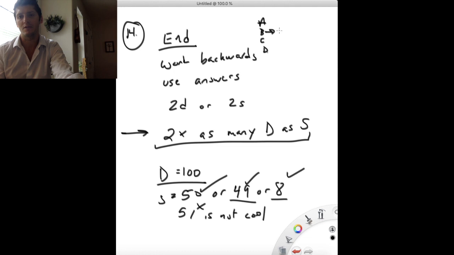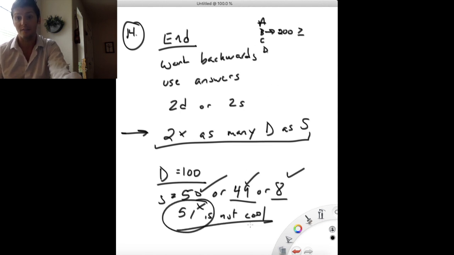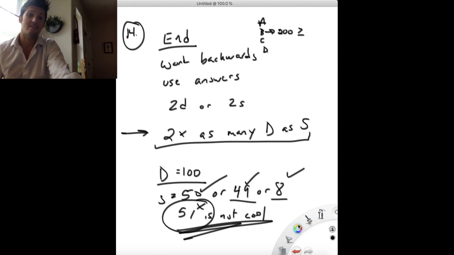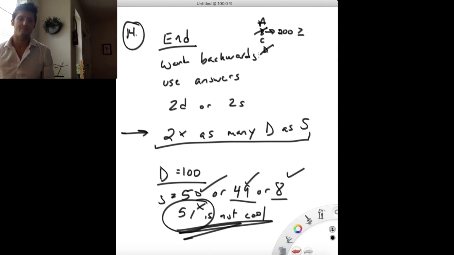So if I'm looking at B, which says 2D, well, if D is 100, we're saying 200. Yes, it's greater than 49 or 8 or 50. But it's also greater than 51. We want this equation to not work for 51, right? 51 is not cool because the sentence said twice as many detergent as fabric softener. 100 is not at least twice as big as 51. So if that's confusing, I get it. Slow down. Think about what I've just said. Hopefully it'll help you. We can cross off B and D based on that.